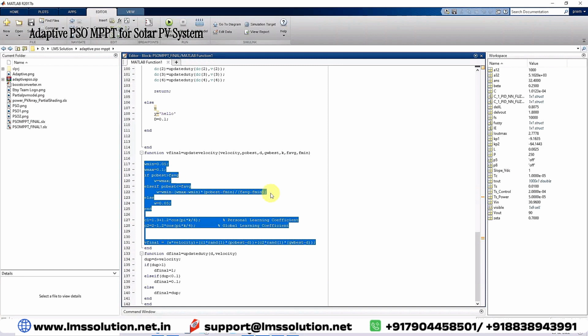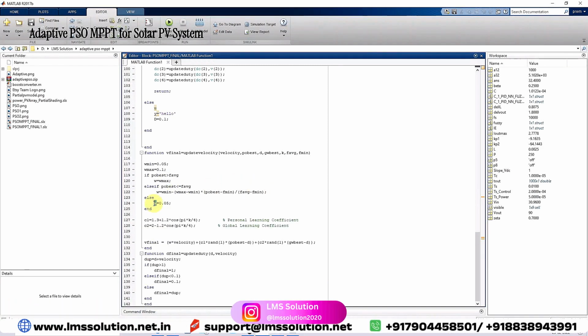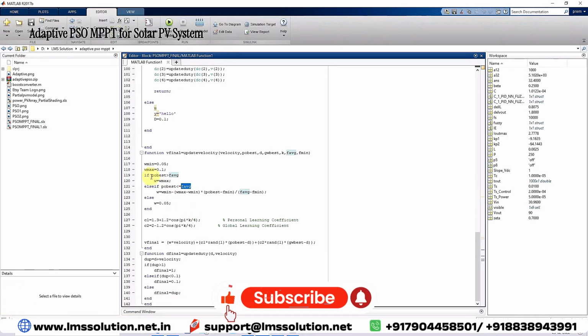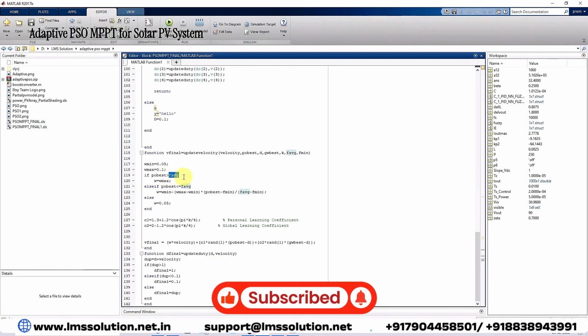In a normal or conventional PSO, the values of inertia and C1, C2 are always constant. But in this MPPT, I'm going to vary the inertia value and the C1, C2 values based upon different parameters. First, I'll explain that the inertia value is varied based upon the particle fitness and the average fitness of each iteration. Here we compare the particle fitness value with the average fitness value.